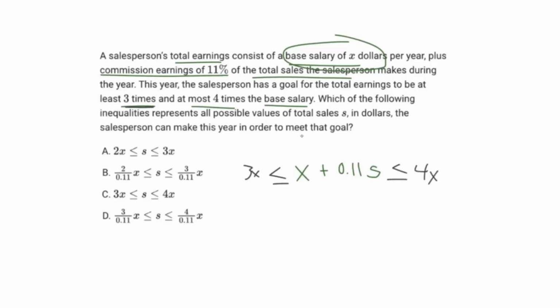All right, so now that we're looking at our answer choices, none of them actually line up, right? C is similar, with 3x and 4x, but it just has s in the middle, whereas we have x plus 0.11s. Therefore, in order to actually get an answer that matches up with one of the answer choices, we need to simplify this inequality. So here, very simple, we can just subtract x on all sides, and we end up getting 2x less than or equal to 0.11s is less than or equal to 3x.